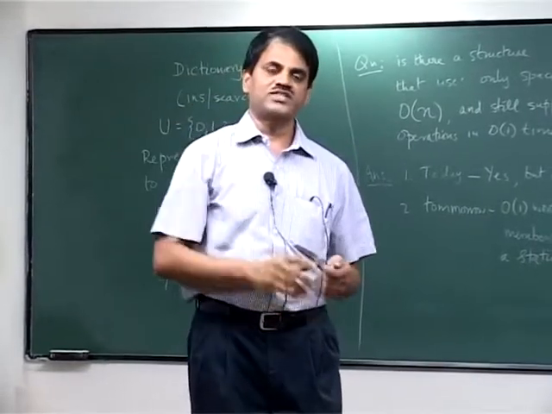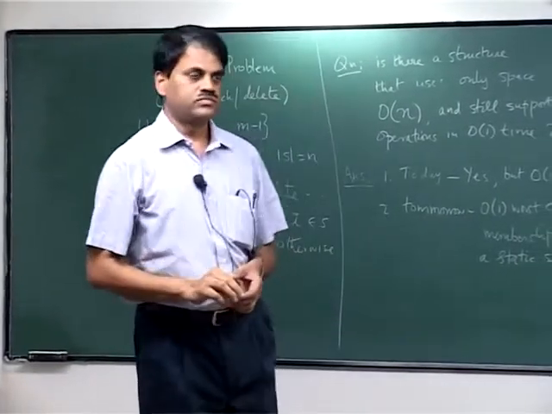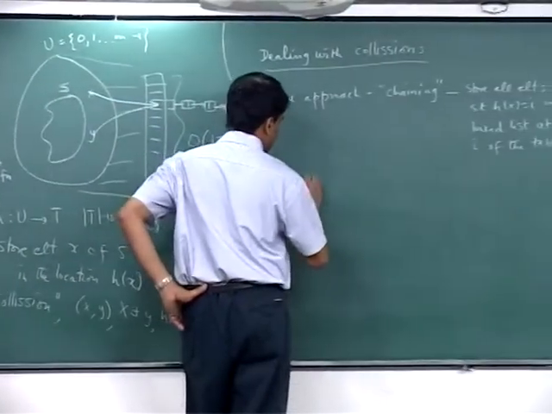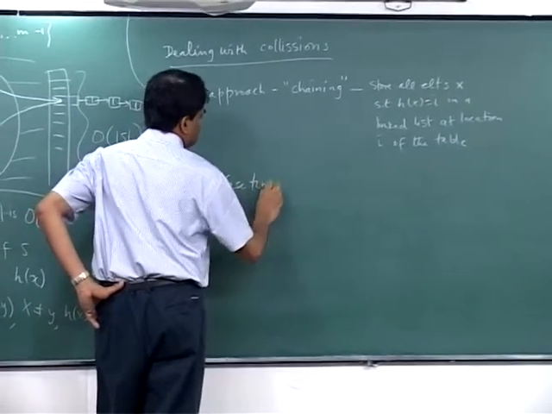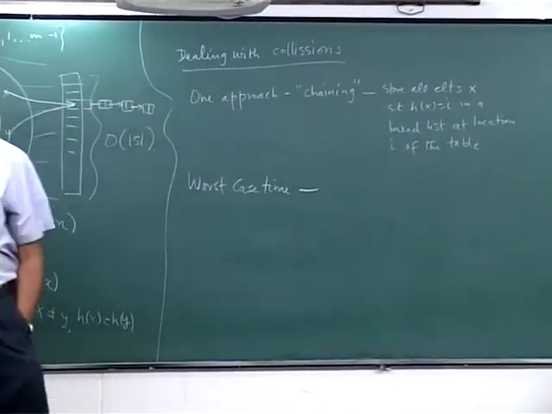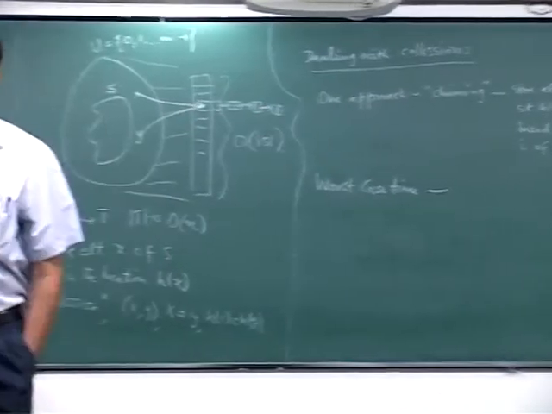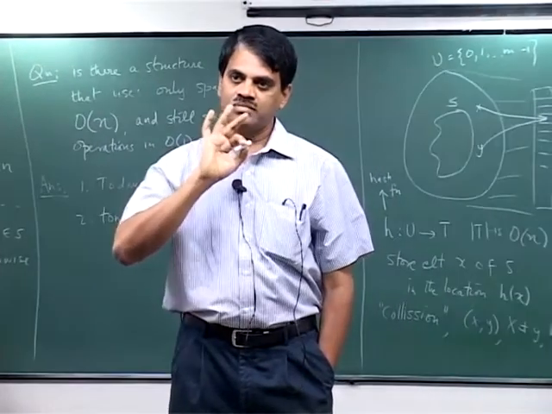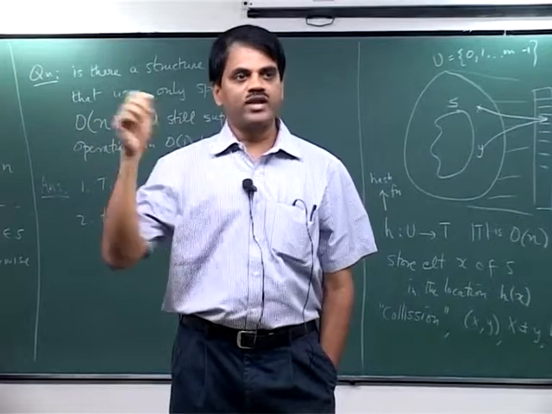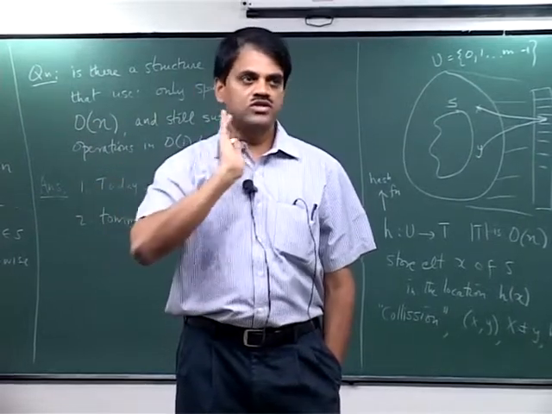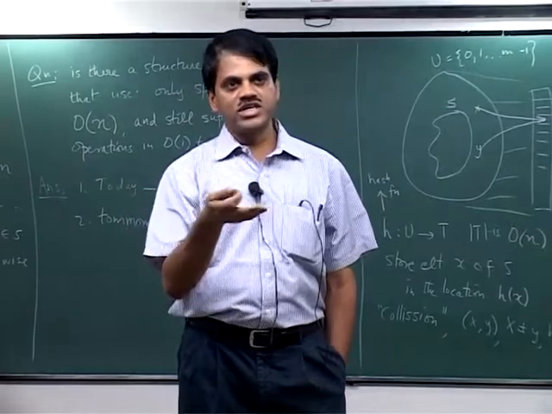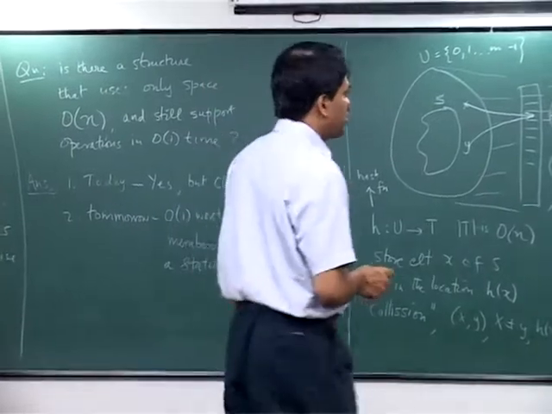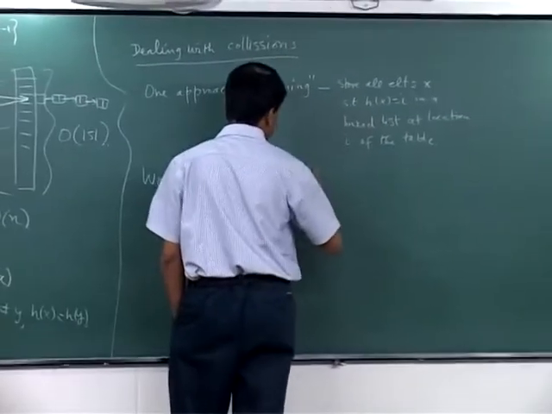Right? Now what would be the worst case time? It's possible that all elements of your set get into one location. So the search will boil down to searching in a linked list. You have to do a sequential search, you will figure that out, right? So the worst case could be as bad as the size of the set.